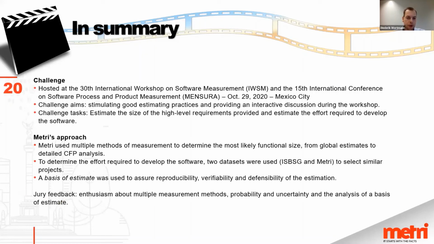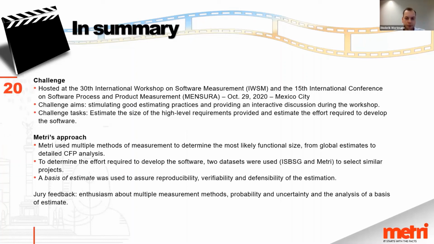In summary of our process, we used multiple methods to measure a likely size for the software with the given requirements. We determined a probability curve for the effort and project lead time. These were based on multiple benchmark databases, in our case, the ISBSG's cheese set and our own Metri set. Furthermore, to account for all parameters and aspects of a cost estimation, we used the basis of estimate to assure reproducibility, verifiability, and defensibility of an estimation, which is very important for us.